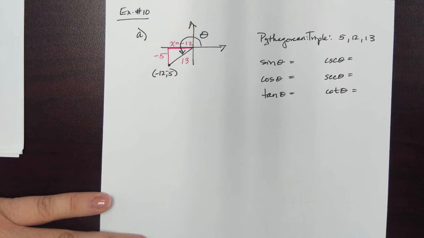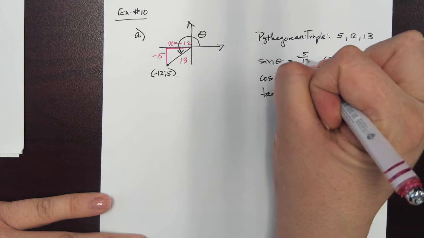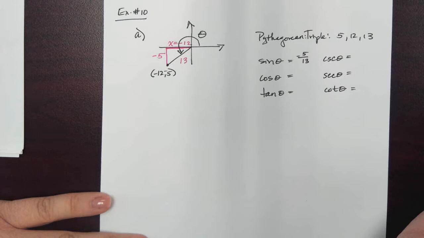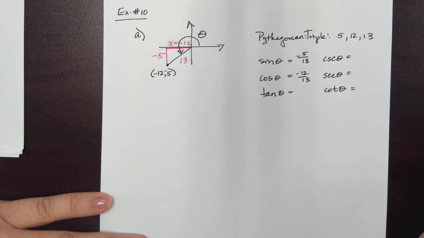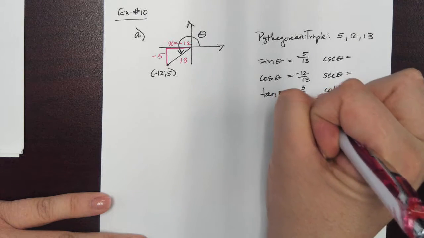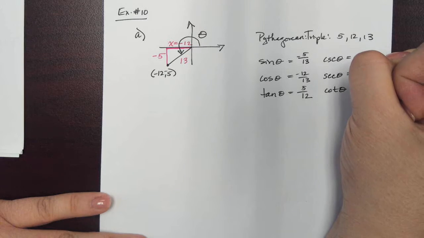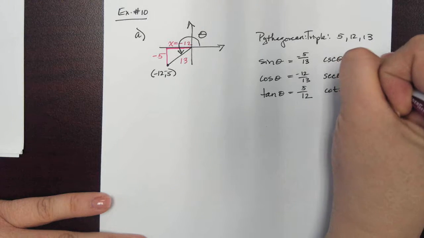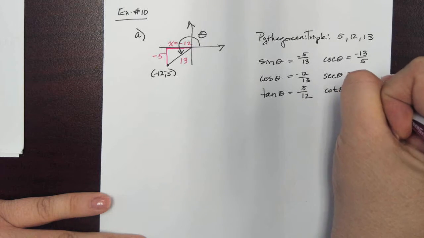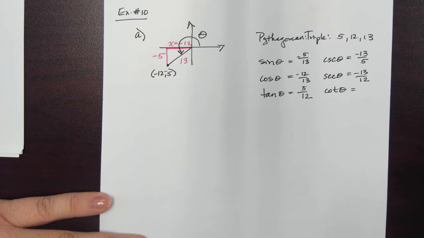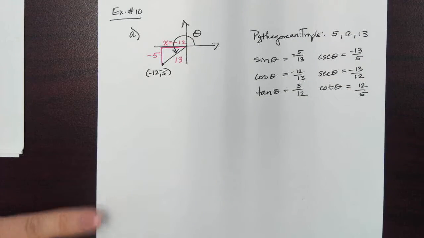So in this case, what does sine equal? Negative 5 over 13. What about cosine? Negative 12 over 13. Tangent: 5 over 12. Tangent is sine over cosine. Cosecant? Negative 13 over 5. Secant? Negative 13 twelfths. Cotangent? 12 over 5. Okay.